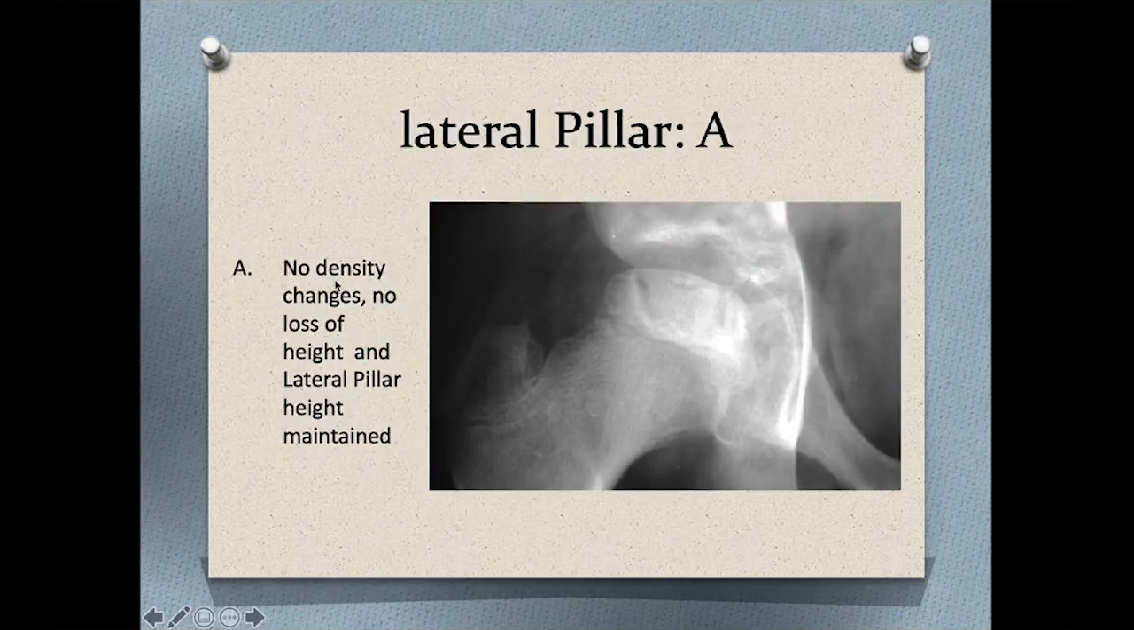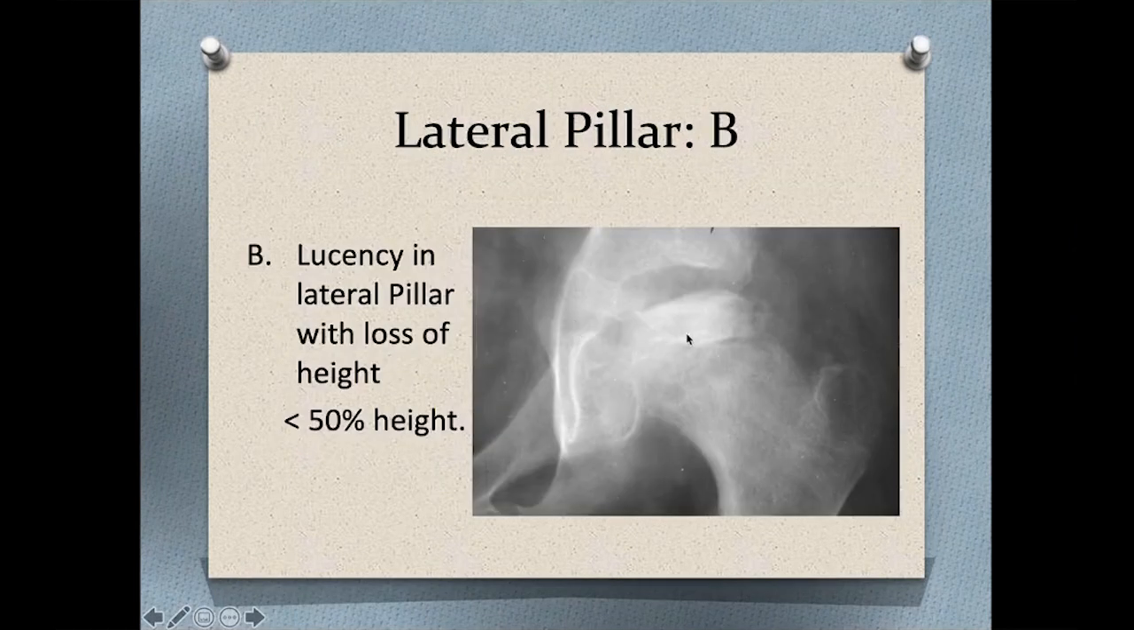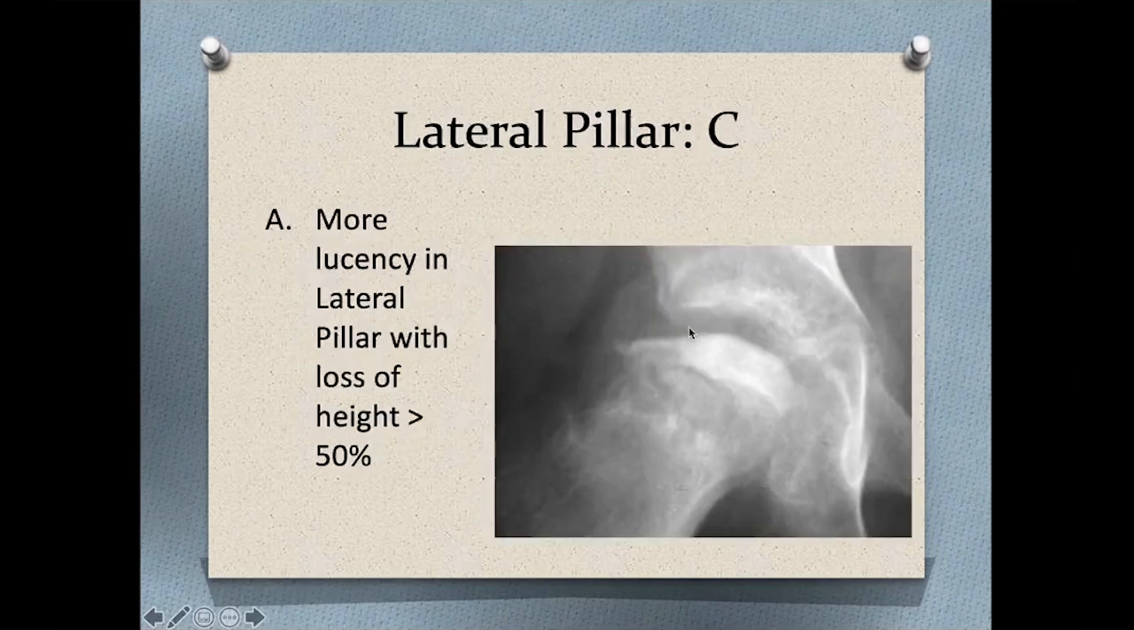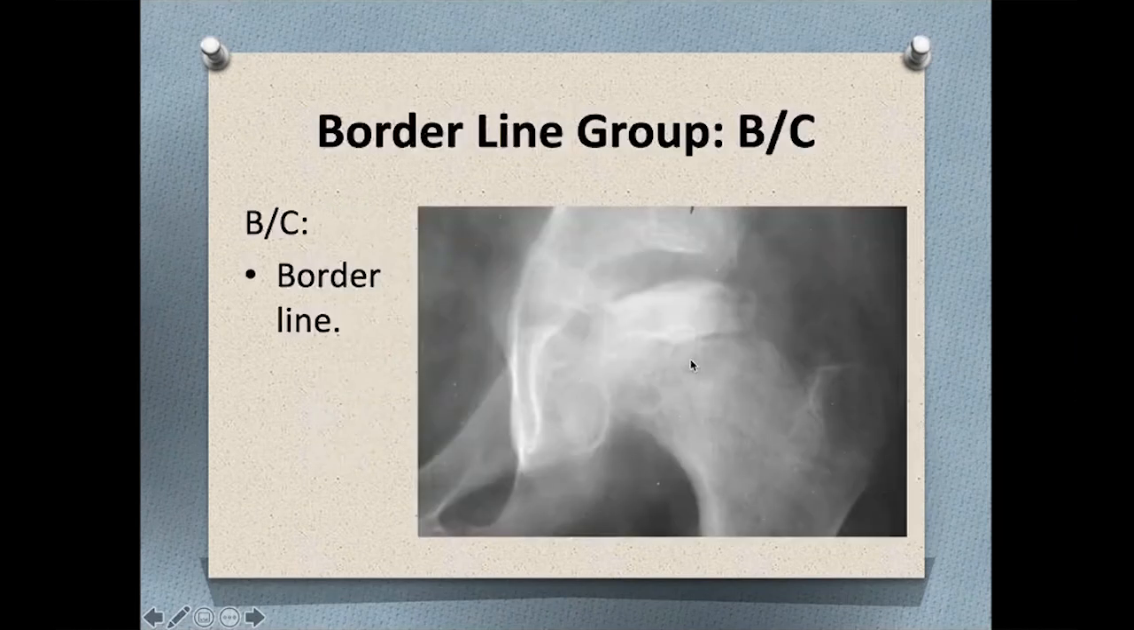So here again, there is no density, and the height is maintained, and the total height is also maintained. And again, you find here there is a collapse and there is a flattening of the lateral pillar, with height less than 50% of the height of this. If you find it is more than 50%, it is group C. But here, if this collapse is there, and there is more loss of the height, more than 50%, it is C. So B is unclassifiable.